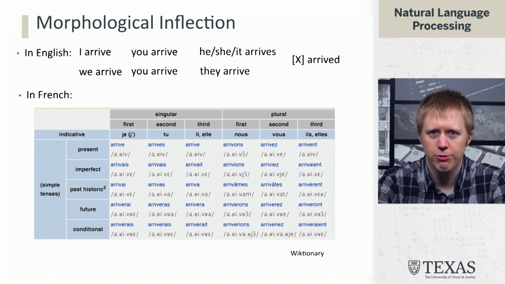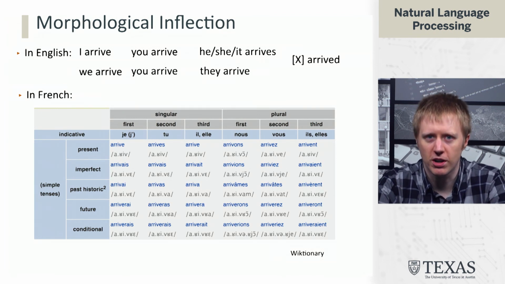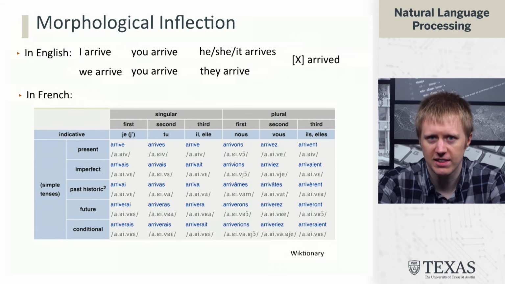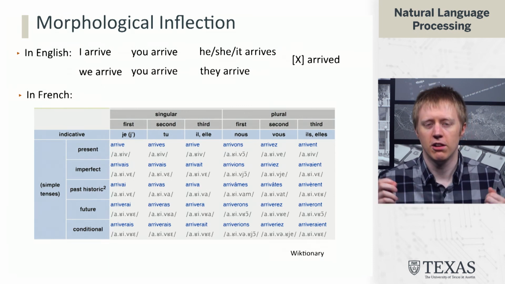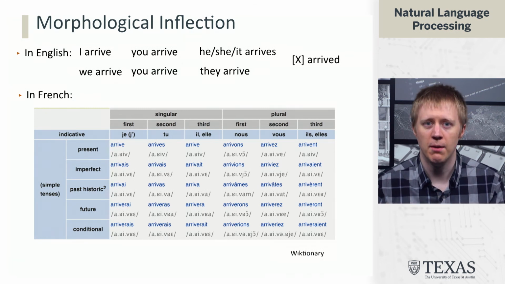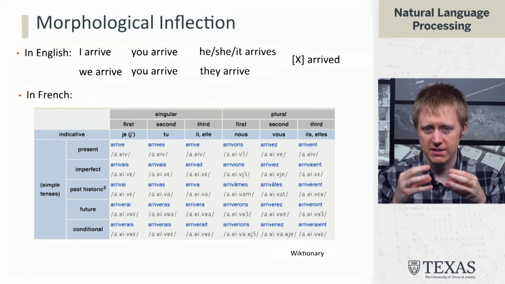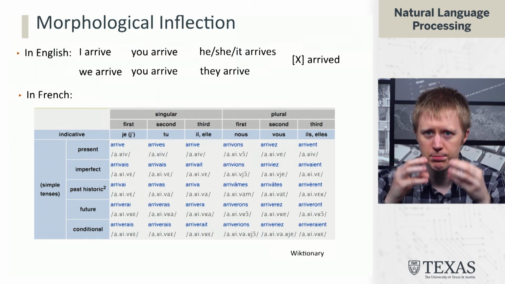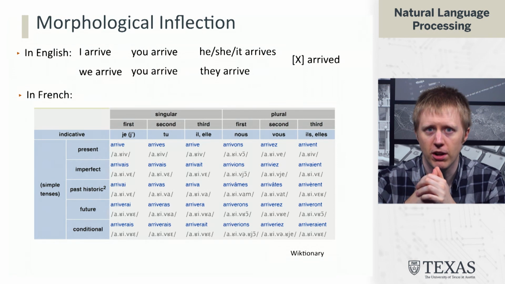But in French, it's a much more complex story. There are still some present tense forms that don't have too many different ways that they are spelled. But then we have all these other tenses like the imperfect, the future, the conditional, etc., which in English are largely composed tenses. You say, I will do something or I would do something. But in French, this all gets baked into the inflectional morphology of the verb.